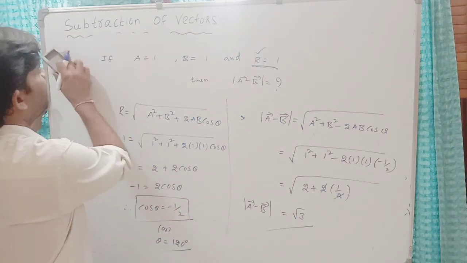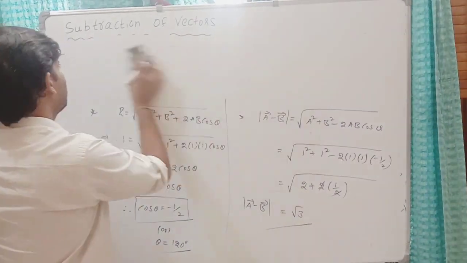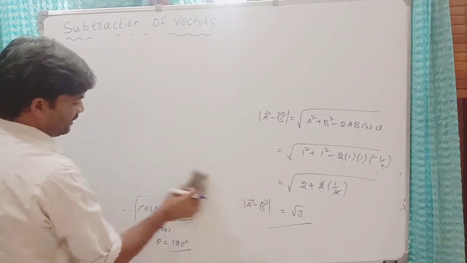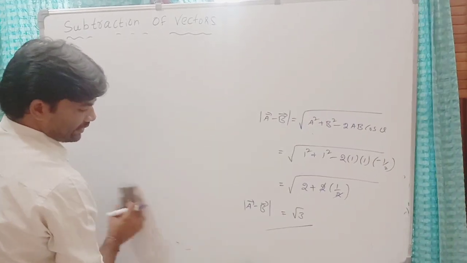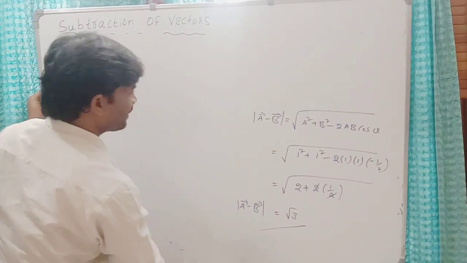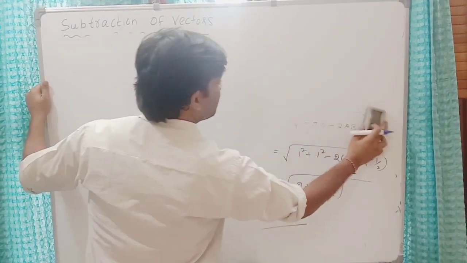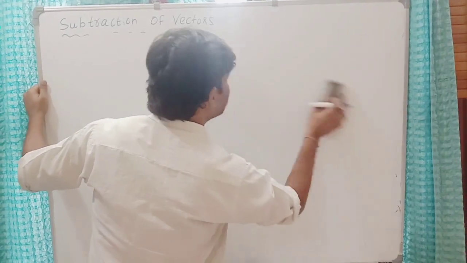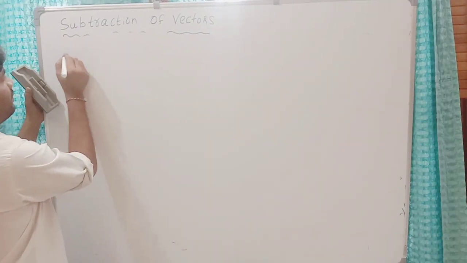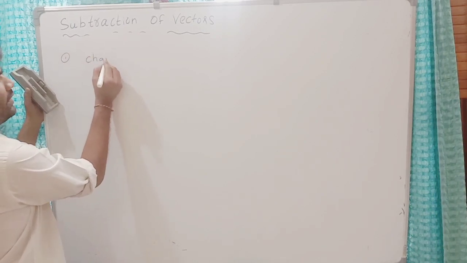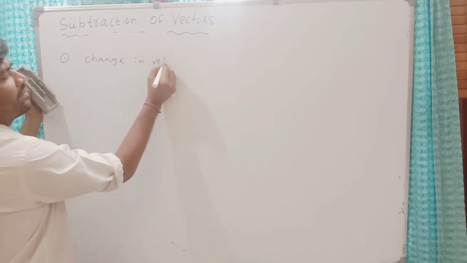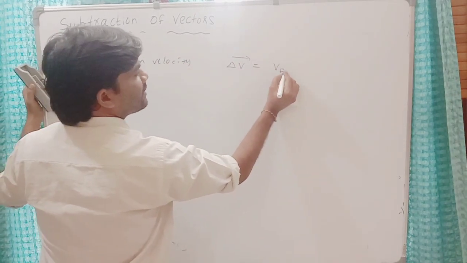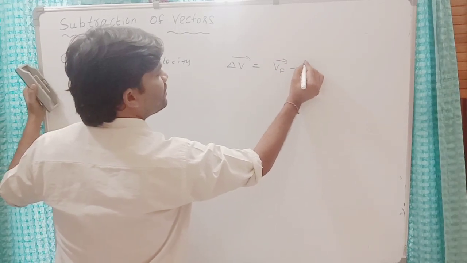Clear? Now we generally use this subtraction of vectors to find change in velocity or relative velocity. Relative velocity means the velocity of a body with respect to another body. We use this vector subtraction concept to find change in velocity. Change in velocity is also a vector. The final velocity minus the initial velocity is the change in velocity.